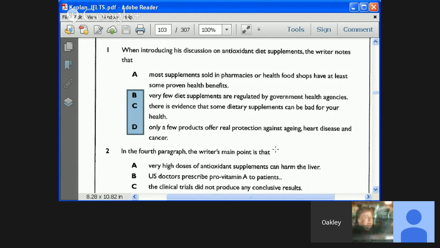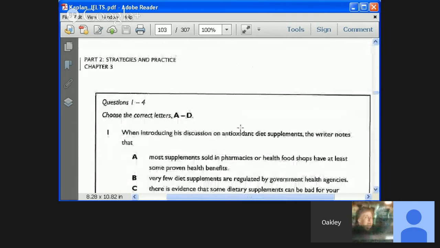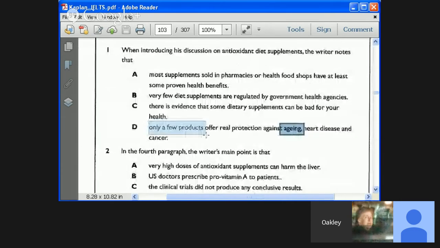Keyword. I think the D. I do too. Aging or heart disease or even cancer, any of these, I think are going to be, I agree. I'm right with you. All right, let's take a look. What is it saying? Only a few products offer real protection.